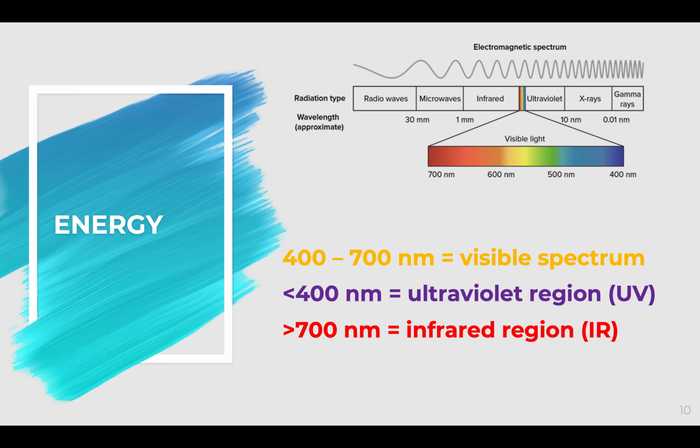I intentionally made the visible spectrum yellow, because usually that is the color of your light. It can either be yellow or white. So technically that is your visible spectrum or visible light, again 400 to 700 nanometers. And then we also have your ultraviolet light. The wavelength of your ultraviolet region is 399 and below, so less than 400 nanometers. And for your infrared region, we have greater than 700 nanometers.